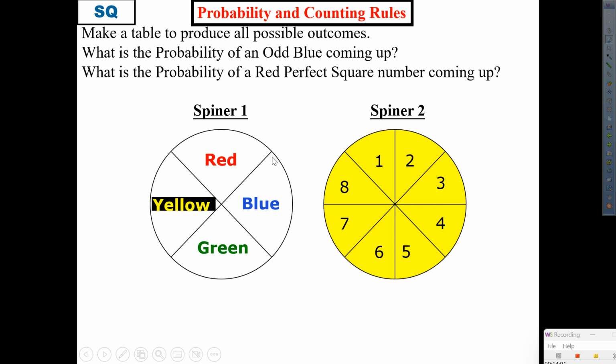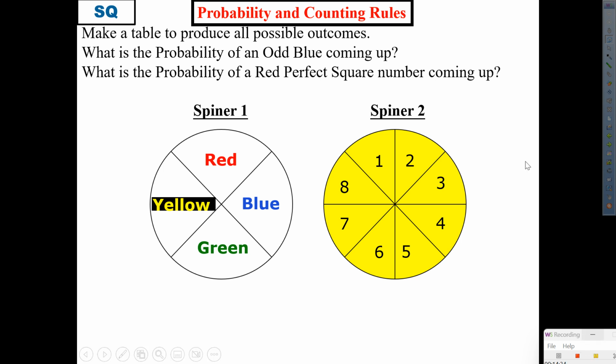So, draw your 2 spinners, set up a table, talk it over with your neighbor so that they know exactly what you're doing with the table, how you're going to set it up, and we'll go from there. I'll pause this so you can have time to copy, give you a head start for your table, and then I'll come right after just to make sure that we're on the right track.